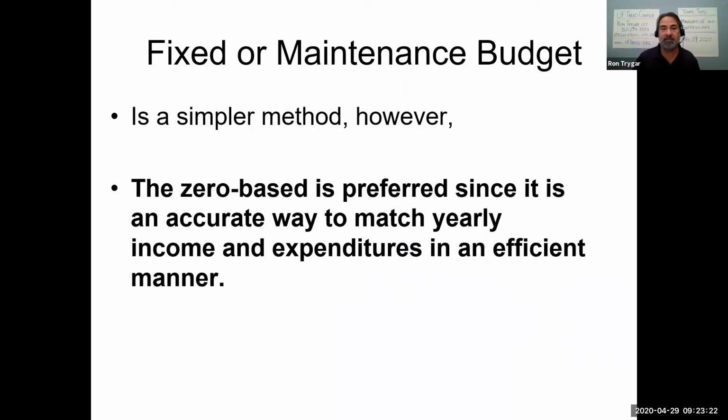A fixed budget is simpler, and we just say, hey, let's just put whatever we had this year and put in 5% and don't even do any math. Well, that's not really going to be as accurate as the zero-based when we really look in depth at each line item. Obviously, the fixed budget, or maintenance budget, sometimes it's called, is a simpler method, and a lot of people tend to like this. But the zero-based is preferred because it's a more accurate way to match the yearly income and expenditures in an efficient manner. That's a definition I think is important that you put into your studies for the budgeting part of the exam.